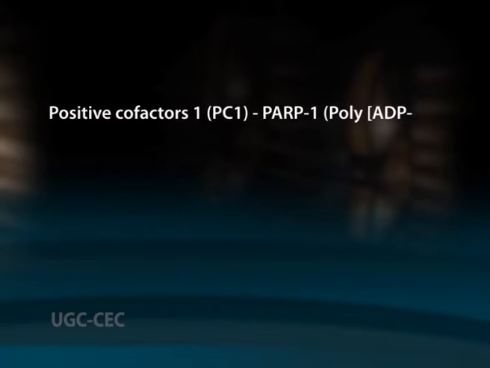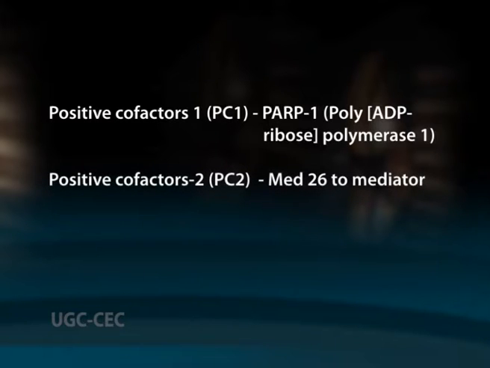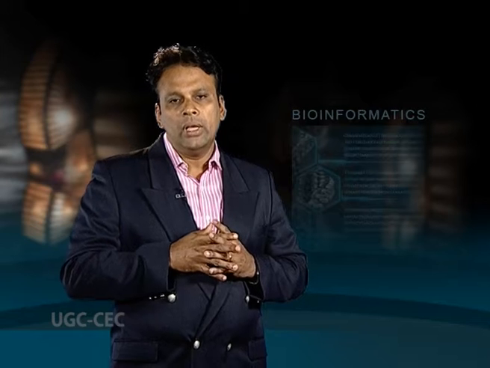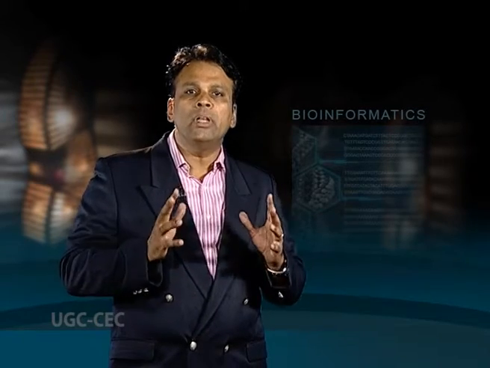Positive cofactor 1 corresponds to PARP1, that is poly ADP ribose polymerase 1. Positive cofactor 2 corresponds to MED26 of mediator, positive cofactor 3 to DNA topoisomerase 1. The negative cofactor 1, NC1, corresponds to HMGB1, that is high mobility group box 1 protein.